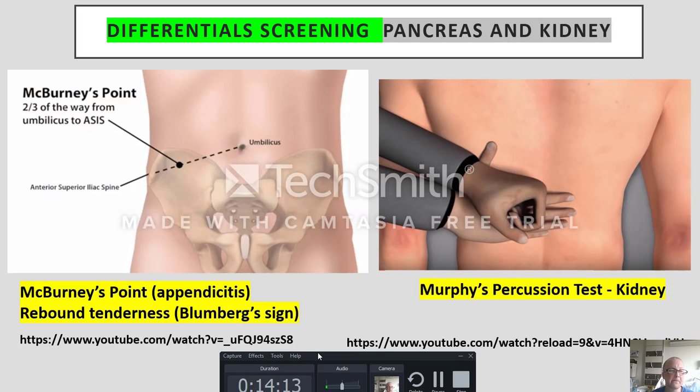And this shows the McBurney's point, which is 2/3 of the way from the umbilicus to the ASIS. The umbilicus to the ASIS, 2/3 of the way. And the rebound tenderness is called the Blumberg sign. And then for the kidney, you've got the Murphy's percussion test.